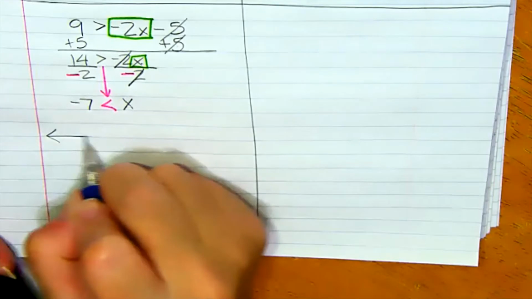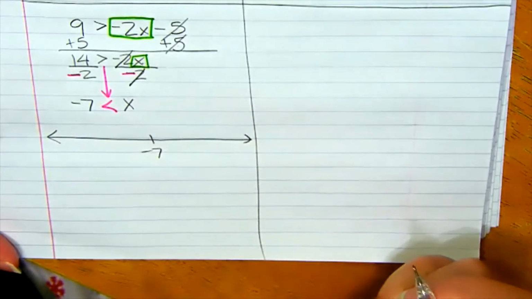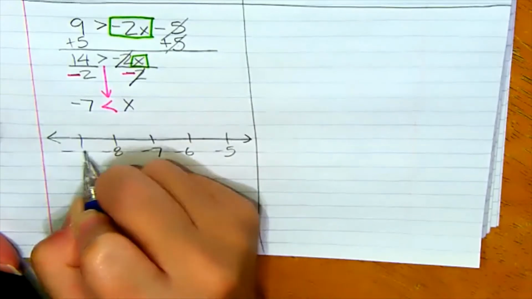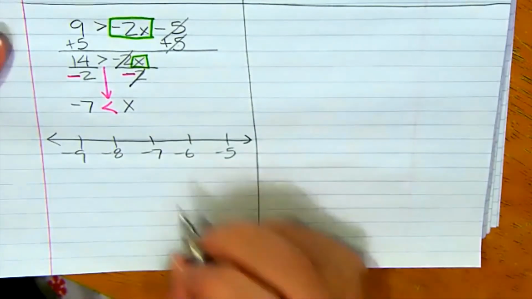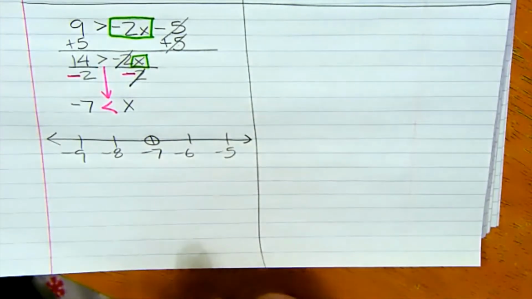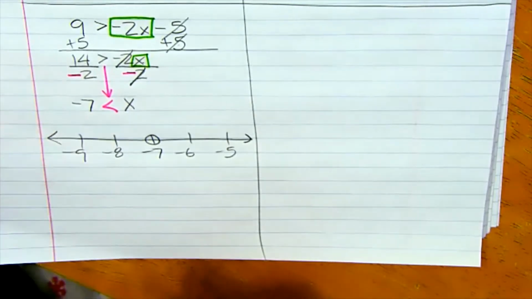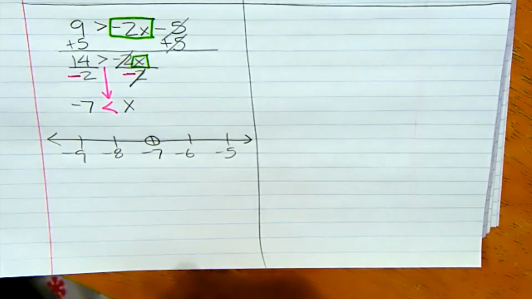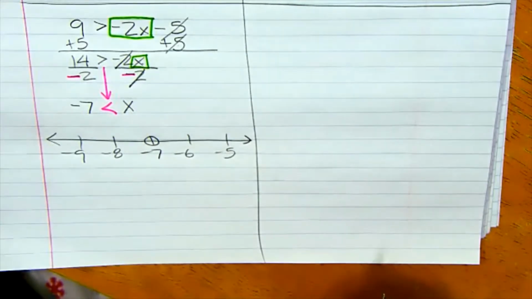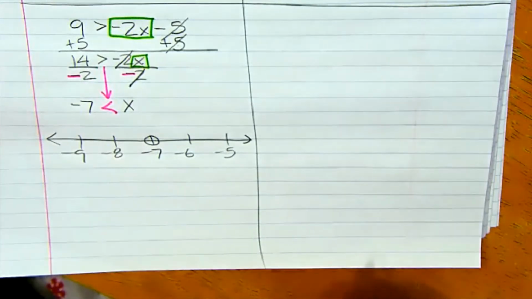Let's graph that. I start with my number line. I put my target in the middle. I go 2 ticks to the right, 2 ticks to the left. I'm going to put my circle on negative 7 on my target because I know that's where the solution set starts. Now I look at my sign. There's no equal sign. So that means my solution set starts at negative 7, but does not include negative 7. So it's an open circle.